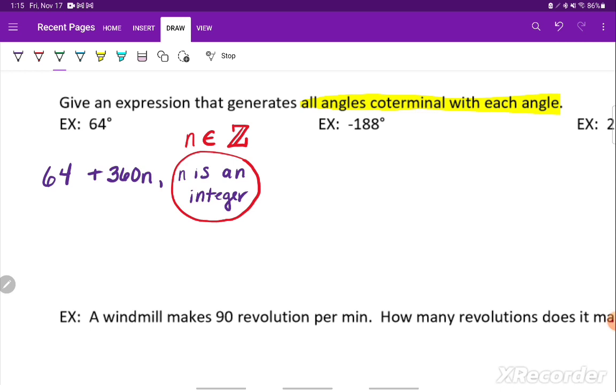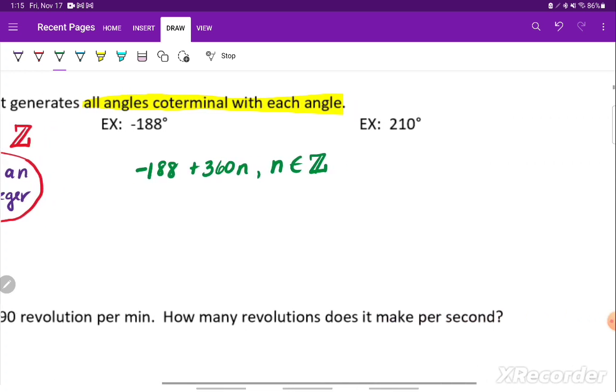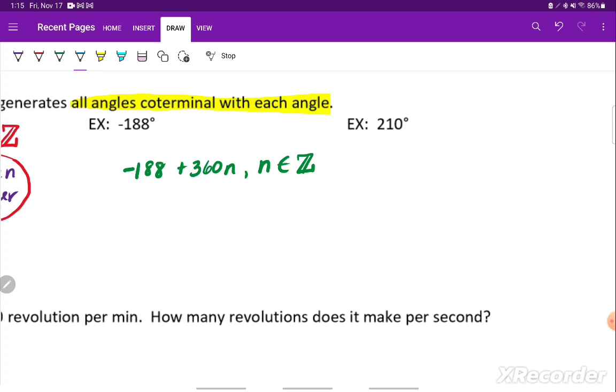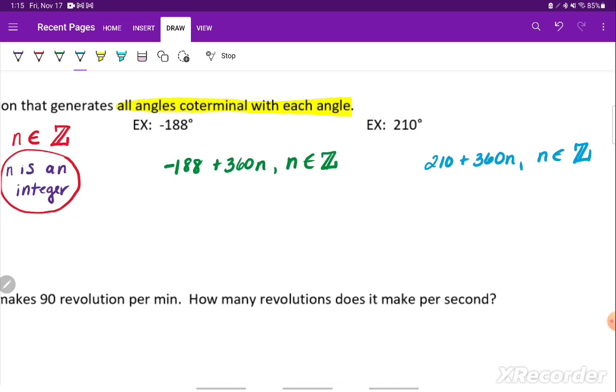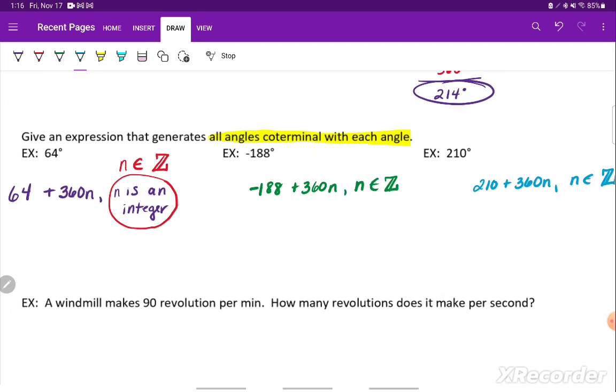So the expression that generates all angles coterminal to negative 188 degrees is going to be negative 188 degrees plus 360n, where n is an integer. And then one more example, same thing. 210 degrees plus 360n, where n is an integer. And the fact that n is an integer takes care of the adding and subtracting, because integers are the set of all positive and negative counting numbers.